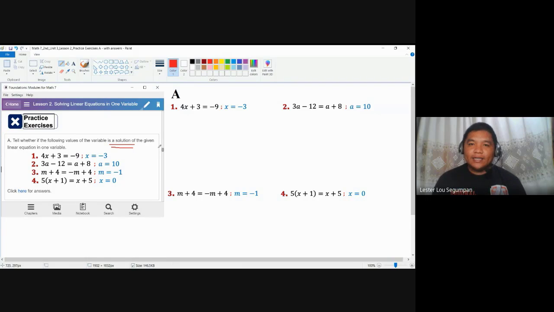This is vital, I say, because this will help us be convinced more, or be assured more, that our processes later on are correct. Determining whether the value of the variable is a solution is a vital part because it is actually the end part of the process. Just like in your elementary years, in solving word problems, you have actually 4 or 5 steps. Number one is you understand the problem by giving the facts, what are the given, what is asked.